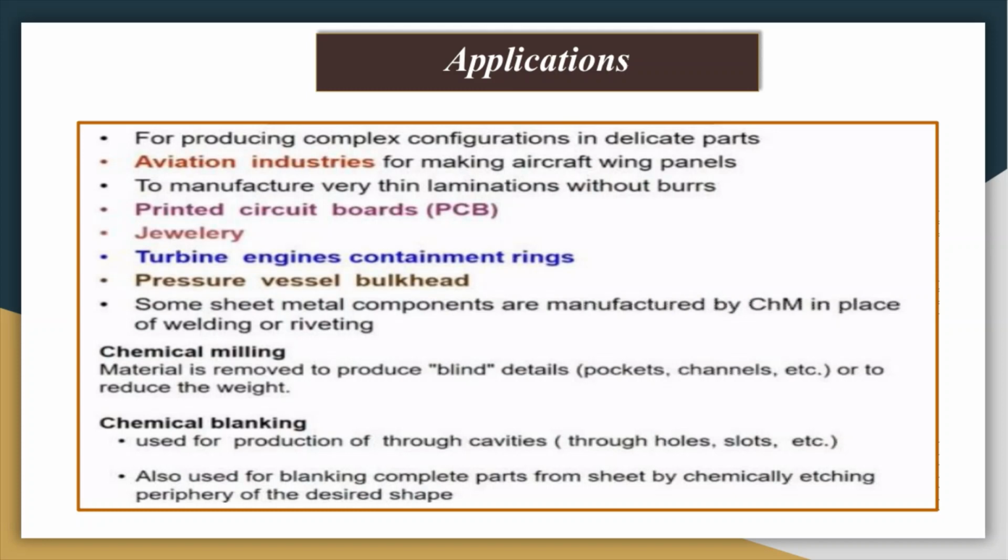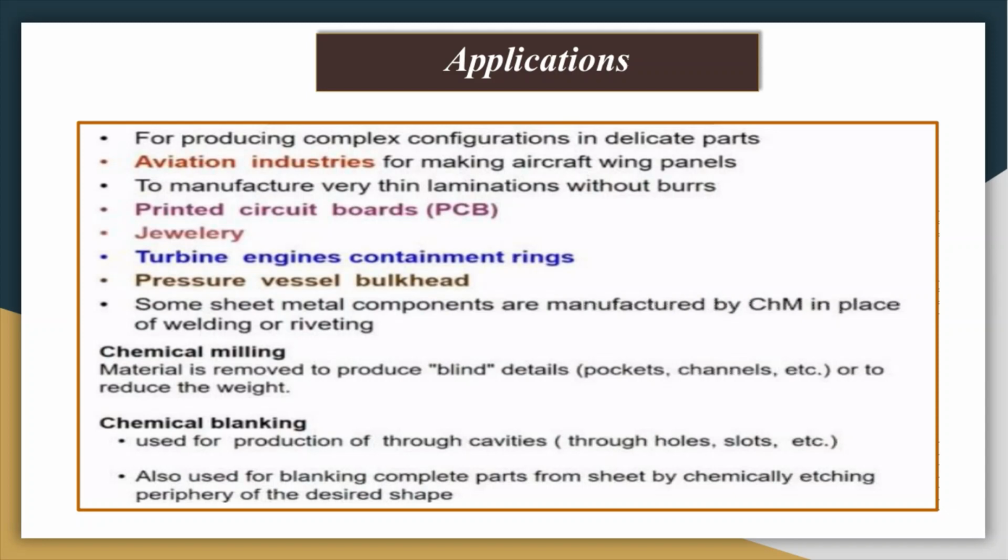Again, milling of spun aluminum, pressure vessel bulkheads, and also shuttle components. This technique is also useful for finishing parts to close tolerance and to achieve precision fits. Some sheet metal components are manufactured by chemical machining in place of welding and riveting also.